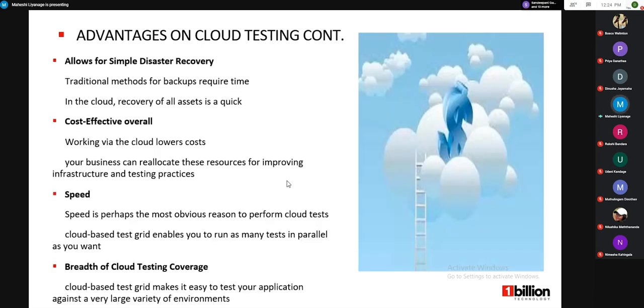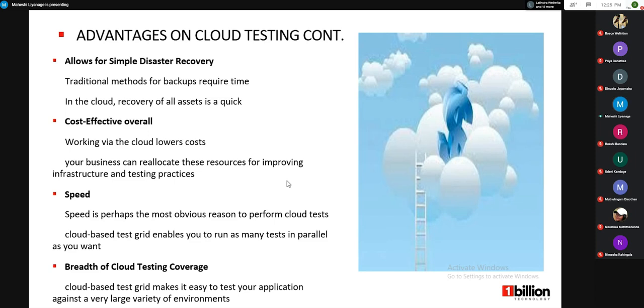Then we have simple disaster recovery. As I mentioned before also, rather than the traditional methods, cloud disaster recovery recovers all your assets in a quick manner, and it's a very easy process, not laborious or complex. Then we have cost effectiveness. From the advantages so far, you can understand all those things will definitely lead to cost effectiveness. Working via the cloud will definitely lower the cost, so your business can reallocate these resources to improving infrastructure and testing practices.